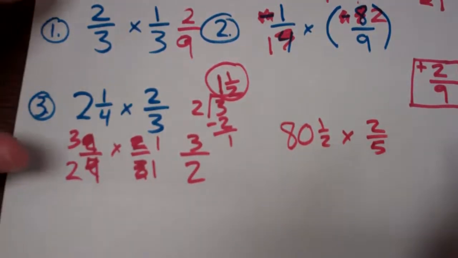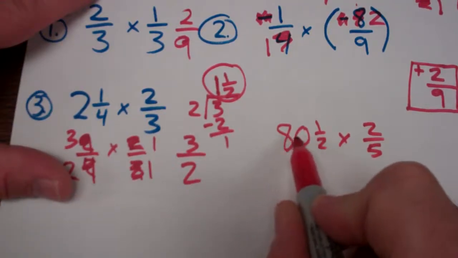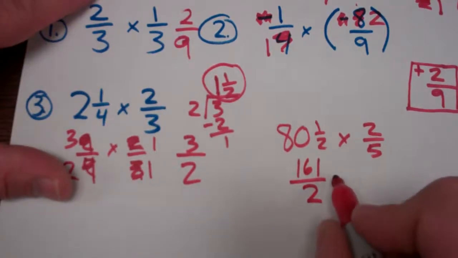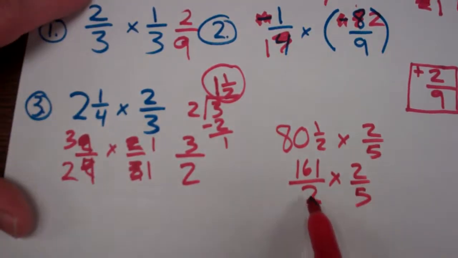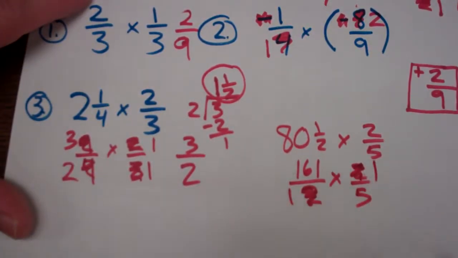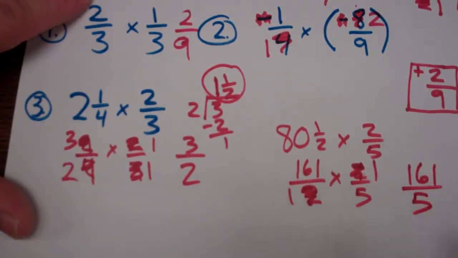Once again, improper fraction, so multiply, that'd be 160 pieces, plus 1 is 161 pieces. How big are those pieces? They're halves, and I want to find 2/5 of it. I can look to cross simplify. I notice that 2 will divide in there once, 2 will divide in there once. I'm ready to multiply across. I get 161, I get 5.